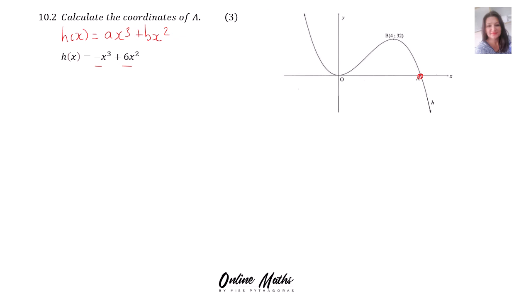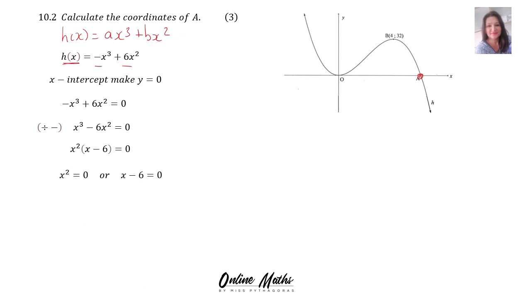All right, so what is happening? A is the x-intercept. The rule is x-intercept makes y 0. Where's the y? The y is in fact this h of x, so into y's place, I made it 0. Then I divide right through by minus, because I want to factorize, and you cannot factorize if there's a negative in front of x to the 3. When you factorize, I took out x squared as a common factor, and then x squared is 0, or x minus 6 is 0, and then x is 6.